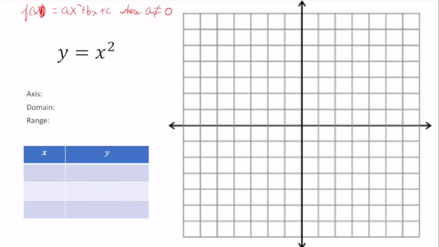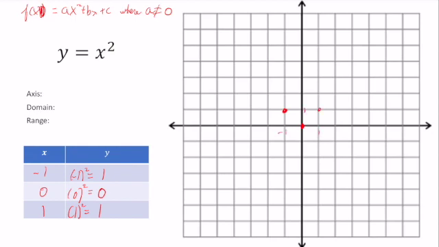So I'm going to take a look at -1, 0, and 1. When x is -1, I have -1 squared, which is 1. When x is 0, I have 0 squared, which is 0. And when x is 1, I have 1 squared, which is 1. So I'm going to go ahead and plot these points. I have (0, 0), (-1, 1), and (1, 1).